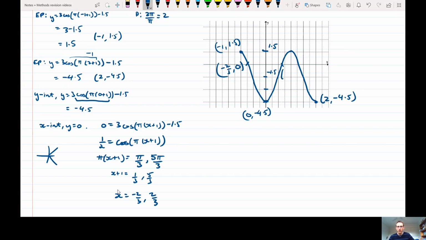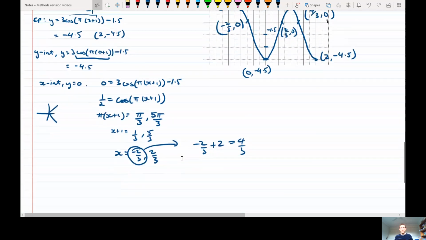This one here is (2/3, 0). And this one here is going to be this one plus a period. Now that one plus the period, if I have negative 2/3 plus 1 period, which is 2 pi, that gives you 4/3. You have (4/3, 0) there.